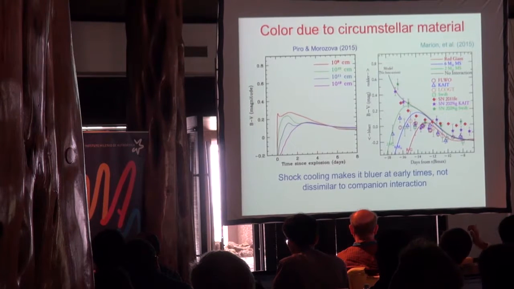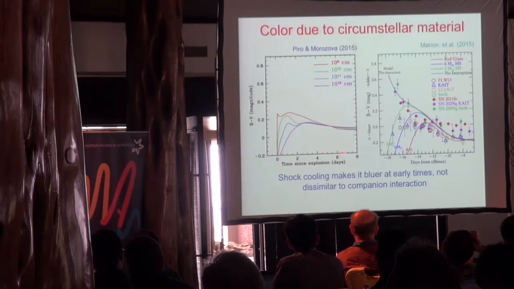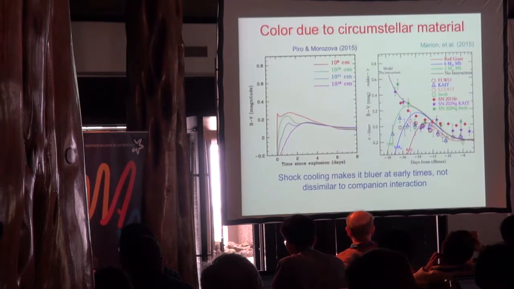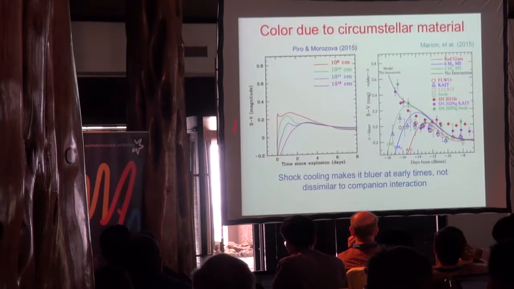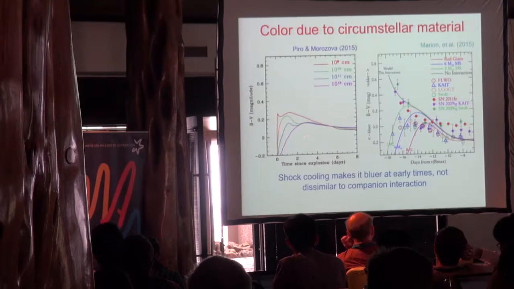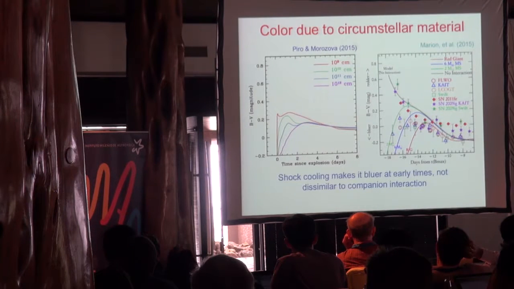Because what happens is, as the shock passes through this extended material, it gets very hot. And so this is B minus V magnitude as a function of time after the explosion for different radii of extended circumstellar material around a type Ia. And you can see it becomes much bluer at earlier times, whereas a normal Ia might be more like this.